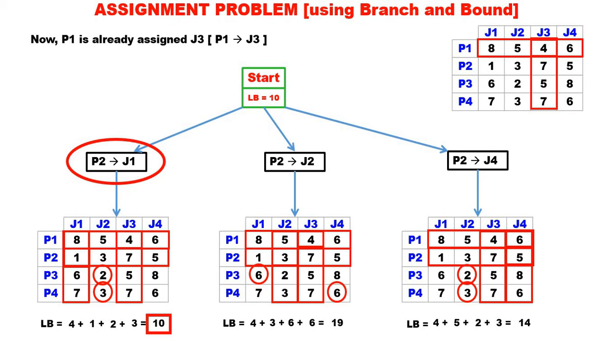So we get another solution. So in the previous slide, P1 was assigned to J3. That is the bounding that we get. Here, P2 should be assigned to J1. That is the bounding that we get. In the next slide, we shall see what are the different options for P3 and the bounding for P3.